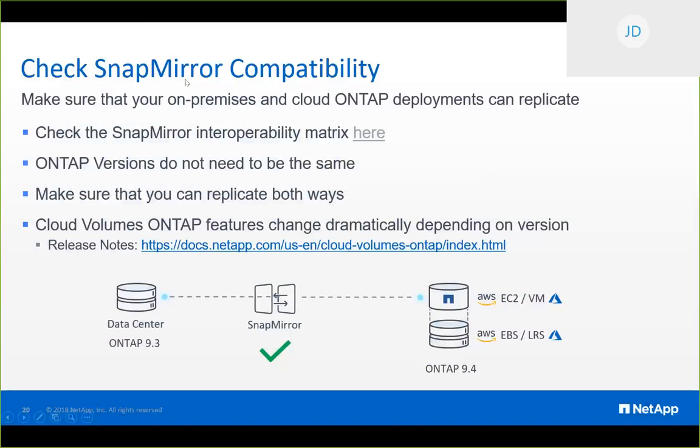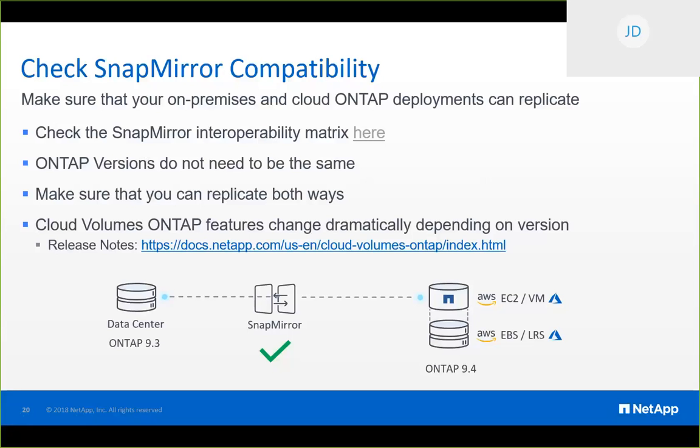So we actually have an interoperability matrix for SnapMirror, and I'll drag that onto the screen in a second. You do not need to be running the same ONTAP version on-prem as you are in the cloud. You just have to check the matrix to make sure that you're able to replicate both ways. The idea is that in the event of a disaster, you'll be able to move your workloads into the cloud seamlessly. And then when things go back to normal, you're going to want to be able to move that data right back from the cloud down to on-prem so that your operations aren't disrupted.